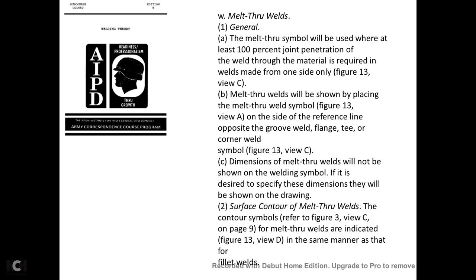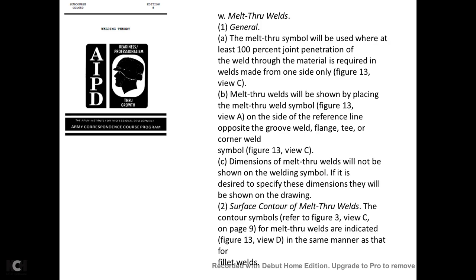W. Melt-throughs. General. A. The melt-through symbol will be used where at least 100% joint penetration through the material is required. Welds may be made from one side only. Melt-through welds should be shown only by placing the melt-through weld symbol on the side of the reference line opposite the groove weld, flange T, and the corner weld. C. The dimension of the melt-through weld will not be shown with the welding symbol if desired. If specified, the dimensions are shown on the drawing.